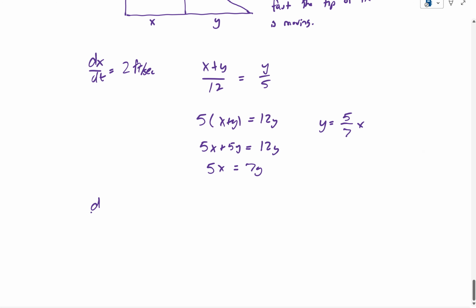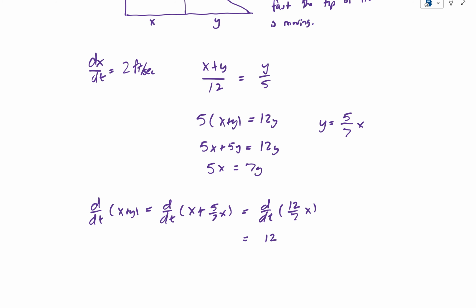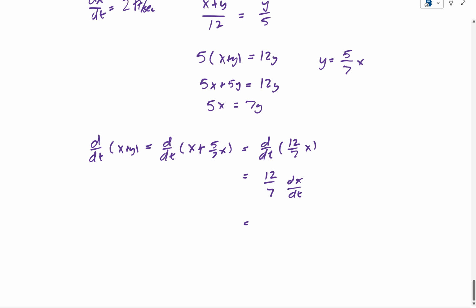Now when I look at d dt of x plus y, I can write this as d dt of x plus 5/7 x, which is d dt, and notice this will become 12/7 x. Bring that 12 over 7 out front, and I just have dx dt left over, which we said was 2. So this is 24/7 feet per second.